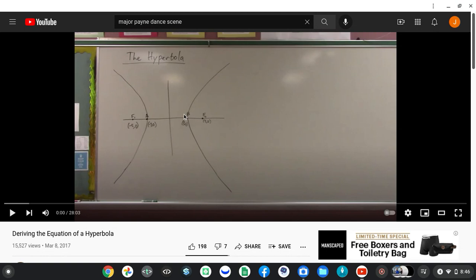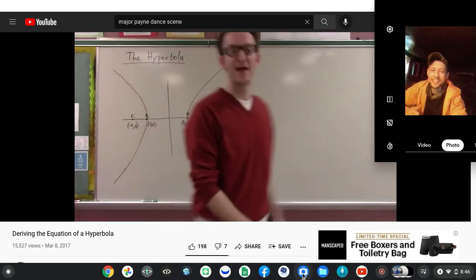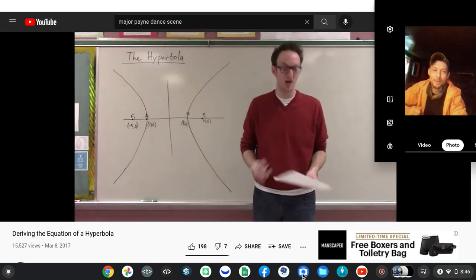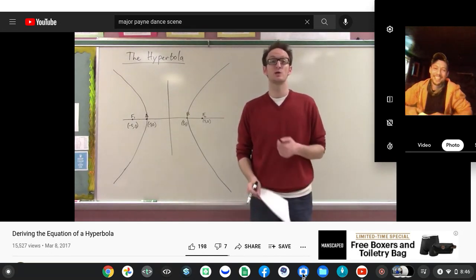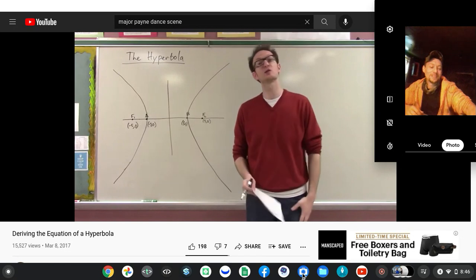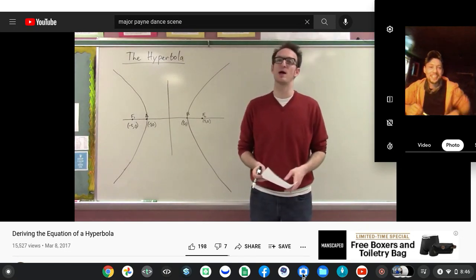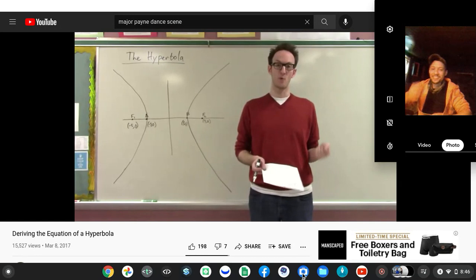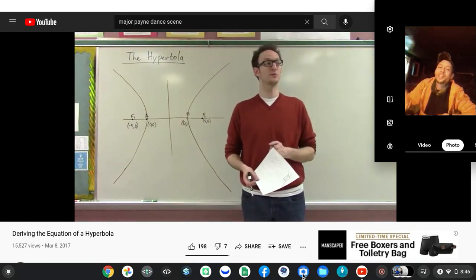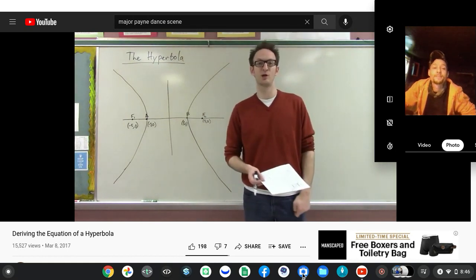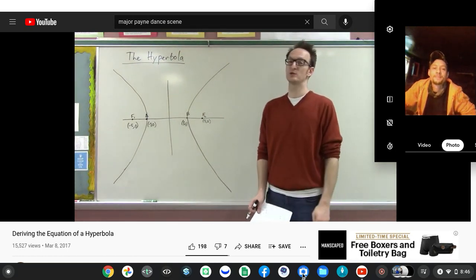What is a hyperbola? Deriving the equation of a hyperbola. This is one of the conic sections. Today we're going to derive the general equation for a hyperbola, but we're going to do it in a way which is a little bit easier than doing it in general. We're going to do it with a particular example with particular numbers. The algebra is difficult, but maybe a little bit easier than in general.